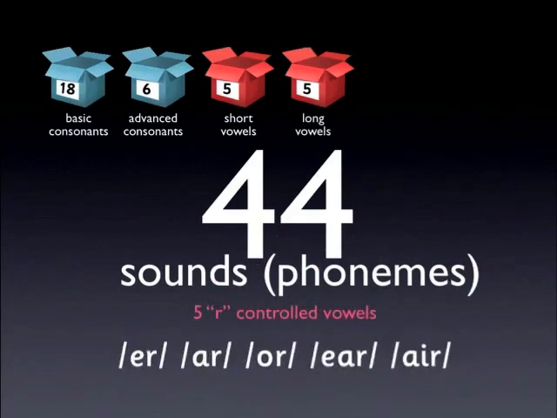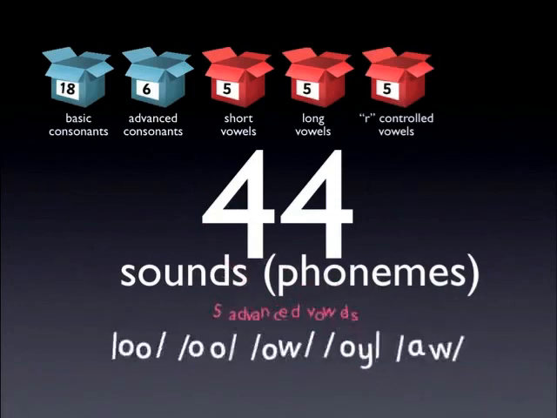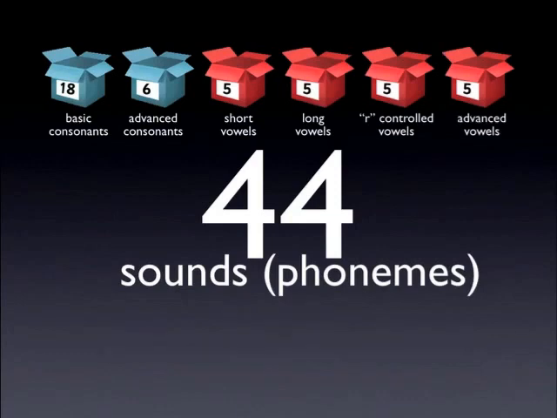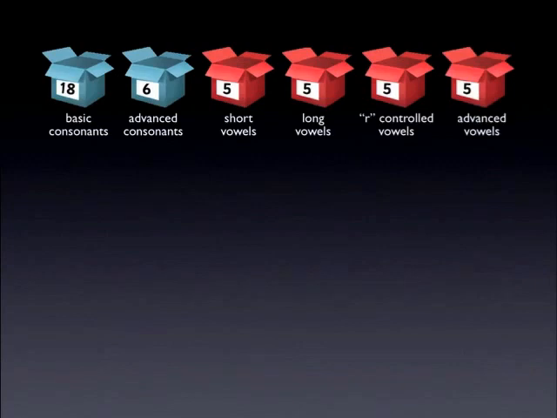Then we have 5 vowels where the sound changes because there is an R after the vowel. Lastly, we have 5 advanced vowels. You'll see that there are 2 double O sounds. One is as in book, and the other as in zoo. So there we have the 44 phonemes.